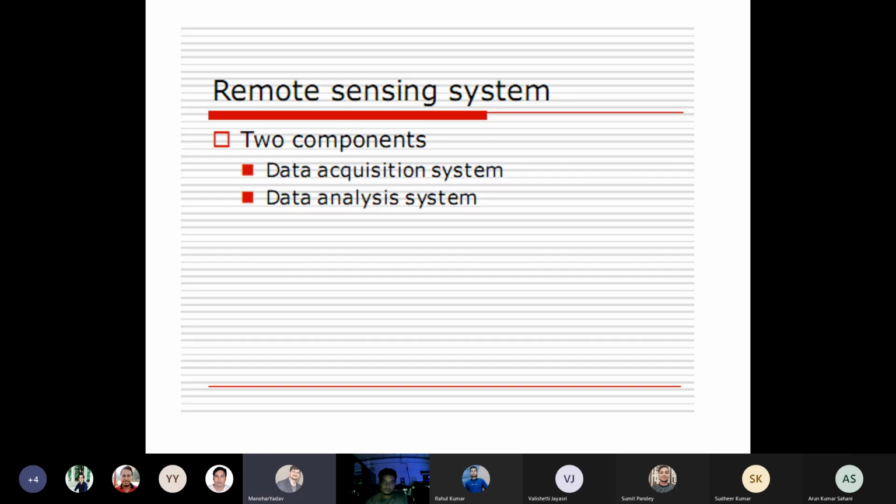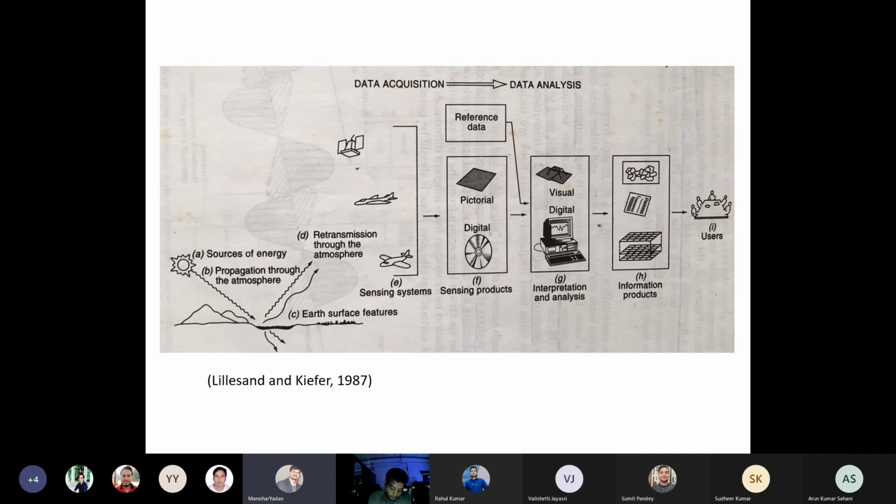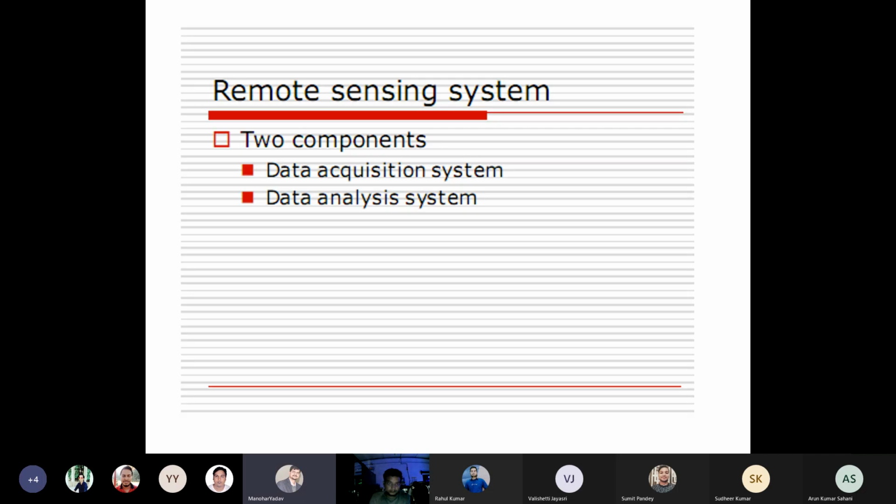Fine. So there are two components of a remote sensing system. The first one is the data acquisition system. If you see the previous diagram, from A to E is the sensing system. This is called the data acquisition system. After that, we have the data analysis system, where we store the data, interpret it, and further process it.